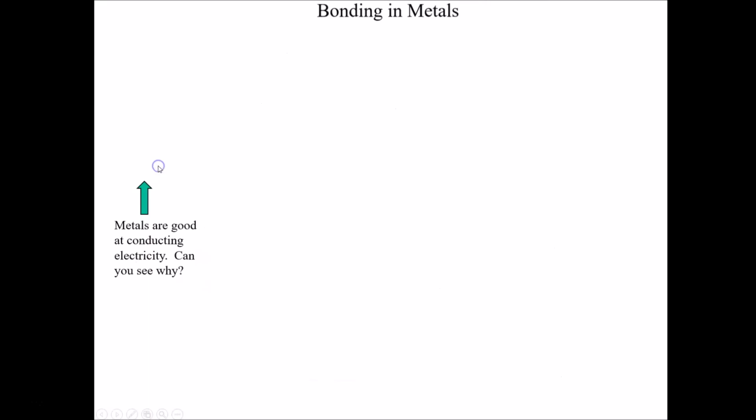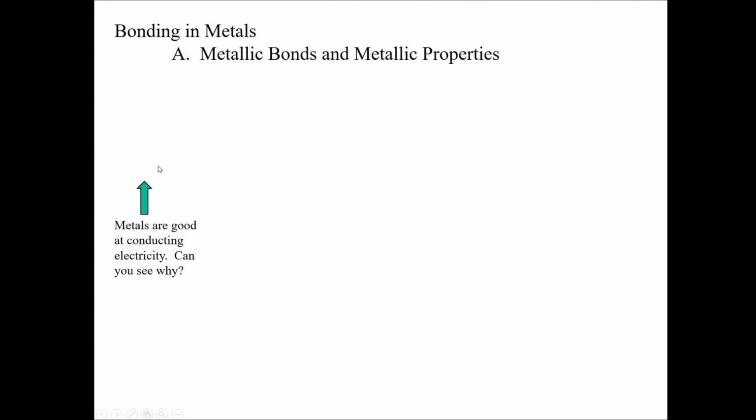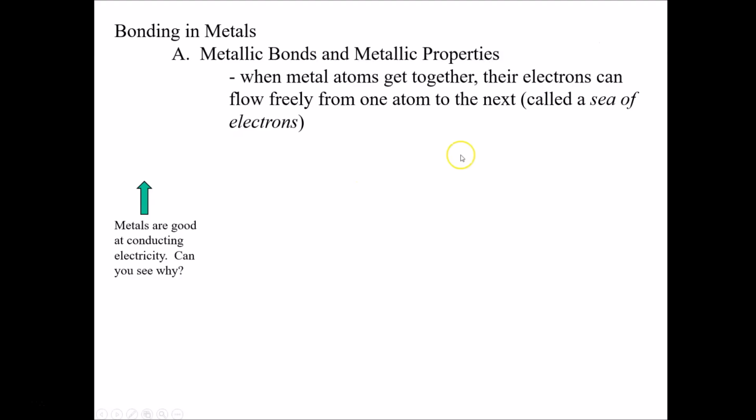This chapter talks about metals bonding with other metals. So we talked about a metal and a nonmetal. That was ionic. We talked about a nonmetal and a nonmetal. That was covalent. If you talk about a metal and a metal, that's simply called metallic, right? It's a metallic bond.